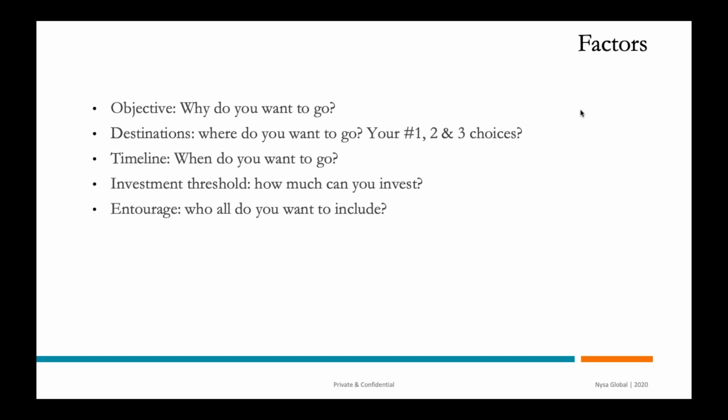Destinations: where do you want to go? What are your number 1, 2, and 3 choices that you have in mind? Again, what are the timelines? Do you want your children to go first? Do you want to follow? Do you want to take them? What's the investment threshold? How much can you invest? Who all do you want to include? There are programs that include children till 18, 21, some that don't have age limits, some that include 3 generations. So it really is a function of who all you want to be able to take.